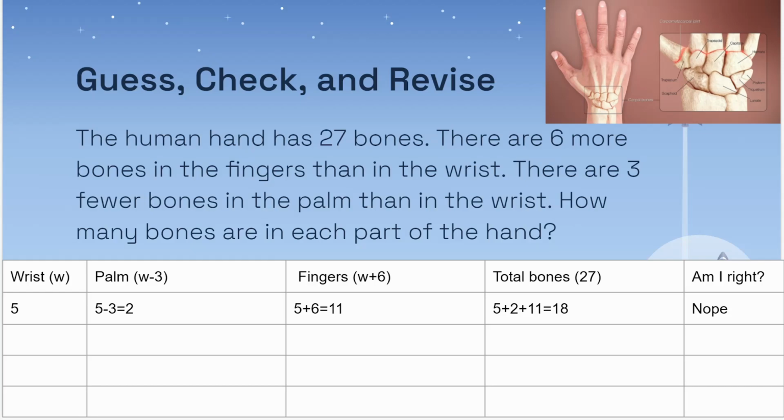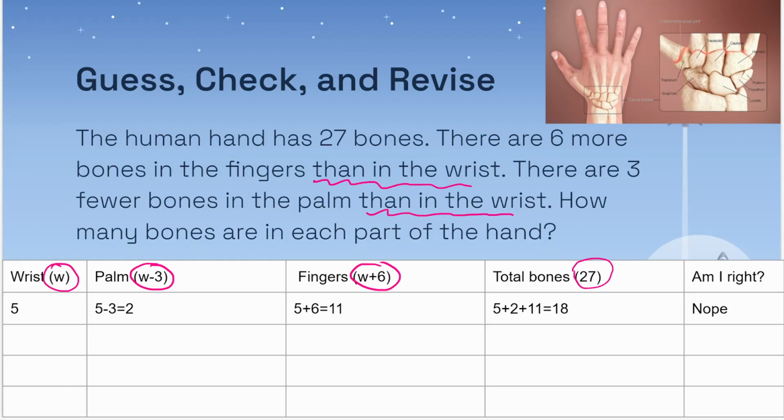Well, we can define some variables here, right? Everything is compared to the wrist, right? So if we're comparing everything to the wrist, we can just start off with the wrist. And then the palm is 3 less than that, and the fingers are 6 more than that, right? And we know that the total number of bones is 27. So we can write a series of expressions, and that's what guess, check, and revise is all about.